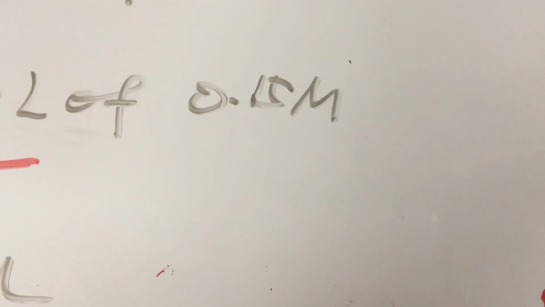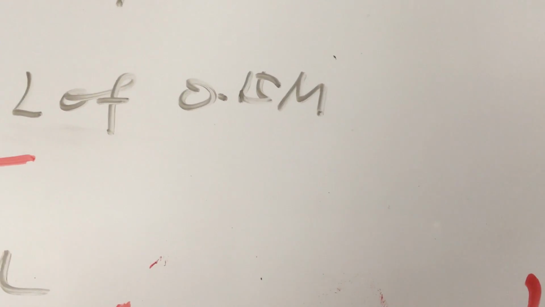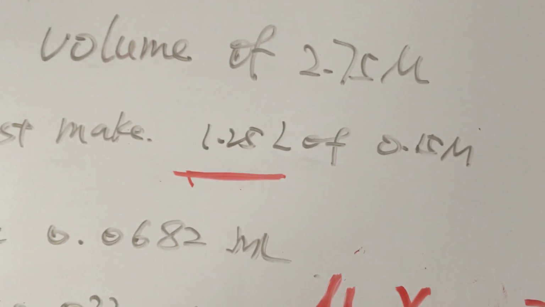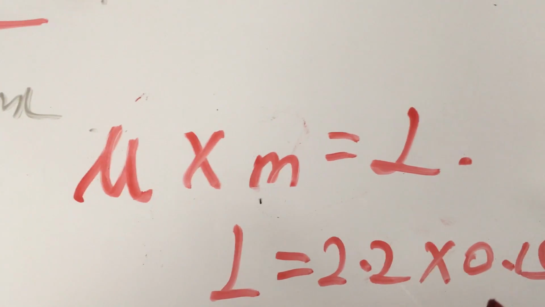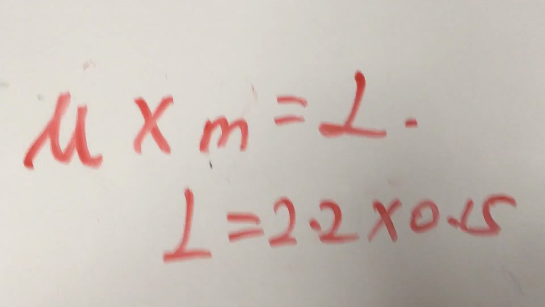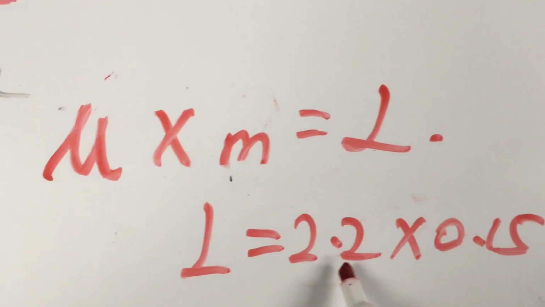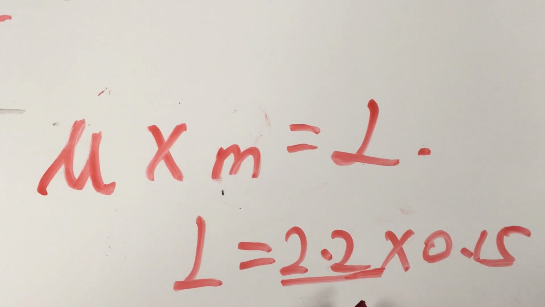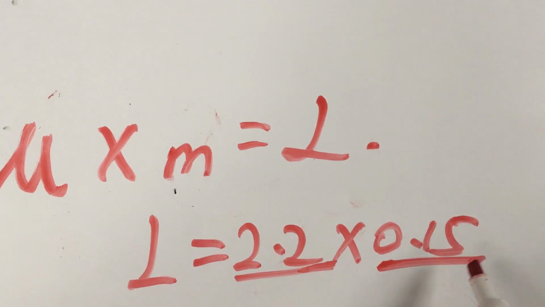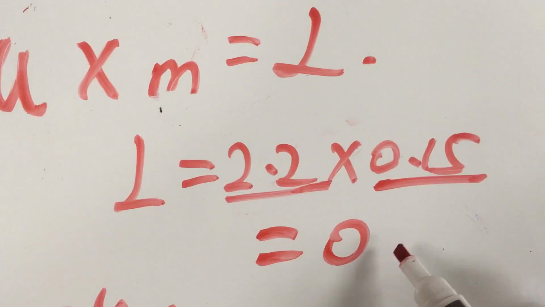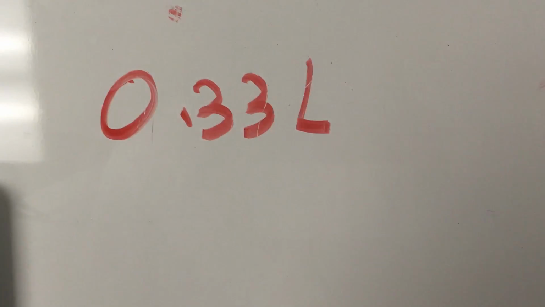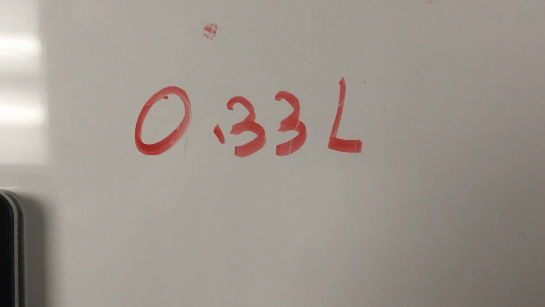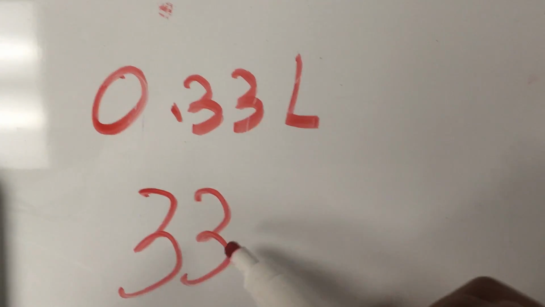But here we go. The question asks us for 0.15 molarity in 1.25 liters of water. So it's very simple because we just need to use the molarity times the volume to get the moles of solute. The molarity is 2.25 and the other molarity is 0.15. So we get 0.33 liters. Converting 0.33 liters to milliliters, it's 330 milliliters.